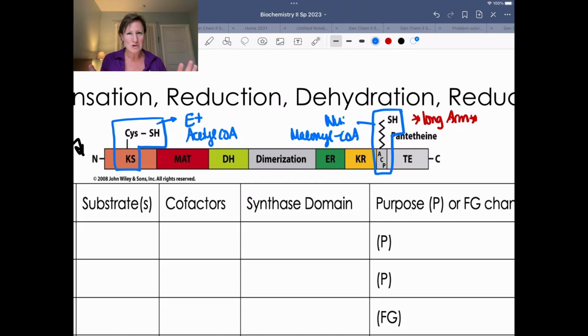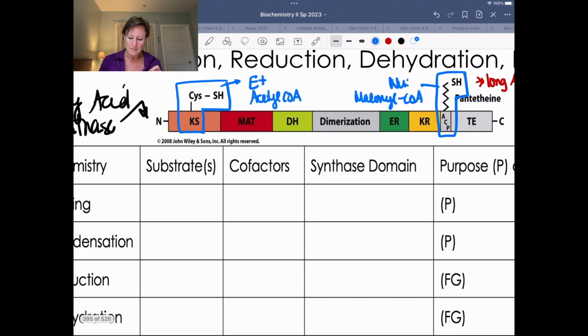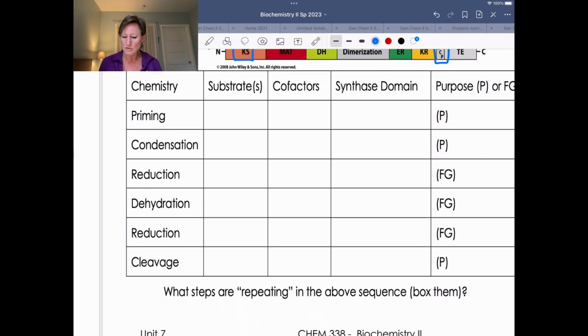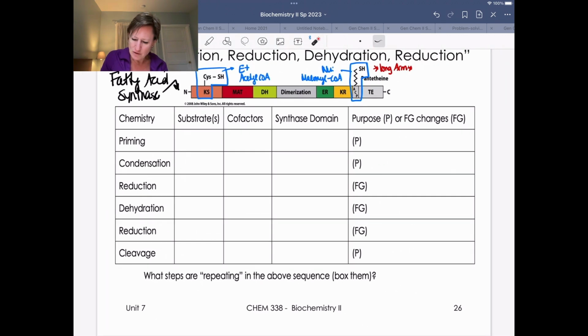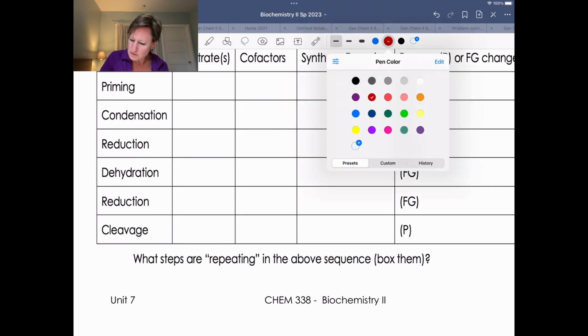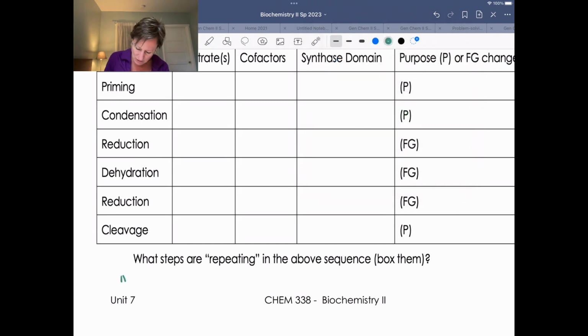This will make a lot more sense once we go to a video where you can see all of these pieces coming together. But what I'm going to do is go through these different steps that happen: priming, condensation, and then the reduction, dehydration, reduction, cleavage chemistry that we saw in our previous video. Before I do that, I just want to remind everybody of the places where we see thiol groups. I don't have a lot of space on this slide, so I'm going to put this down here. This is where we see our thiol groups. Here's where we're going to have our thiols.